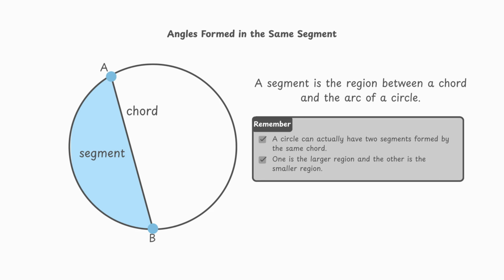Now, why is this important? Because in this topic, we will be looking at angles that lie in the same segment, and these angles have a special property: they are equal. But before we get to that rule, you must be very confident with identifying the chord, the arc, and the segment. So remember the key idea. A segment is the region between a chord and the arc of a circle. Understanding this clearly will help you recognize where angles are formed and how they are related in the next steps.